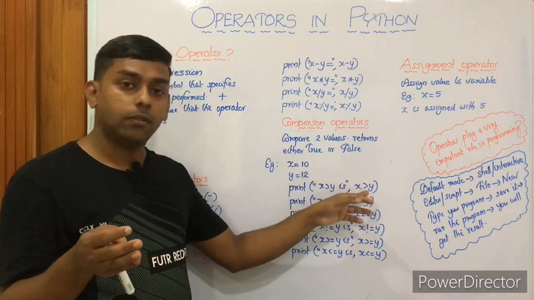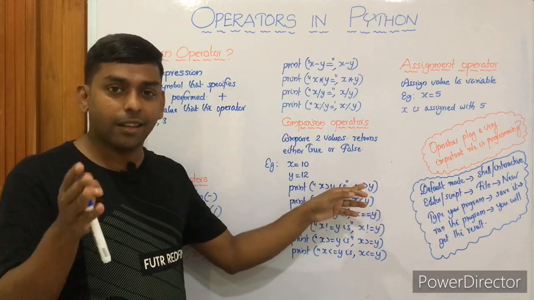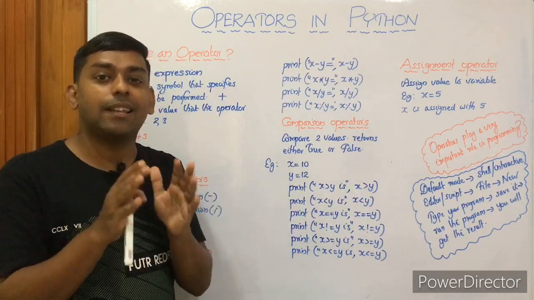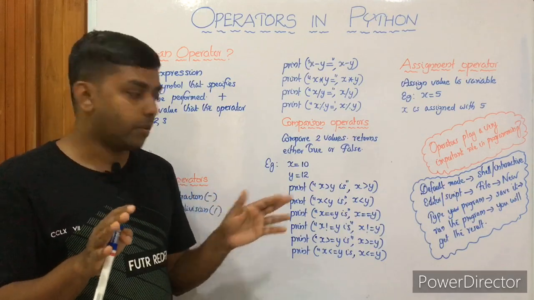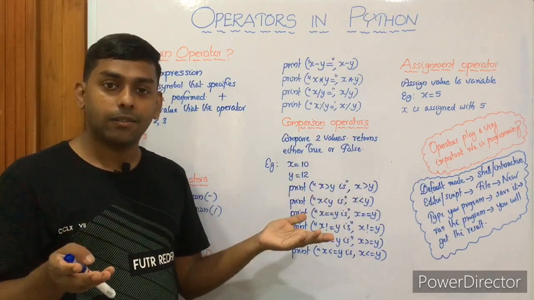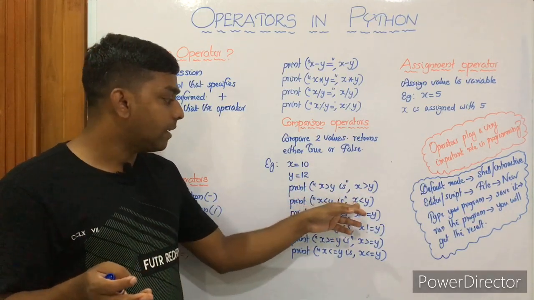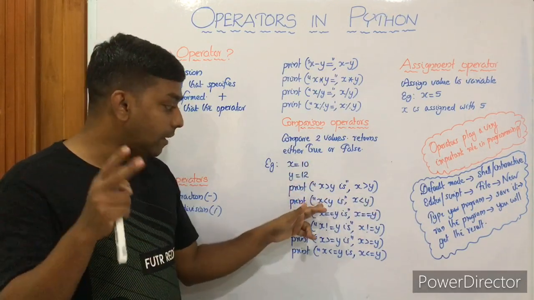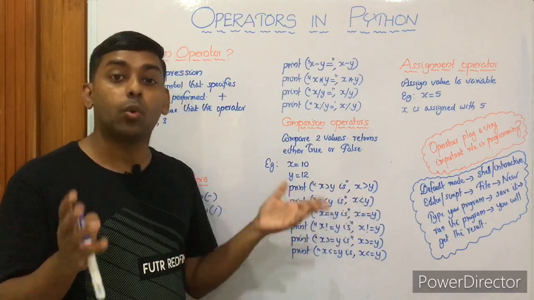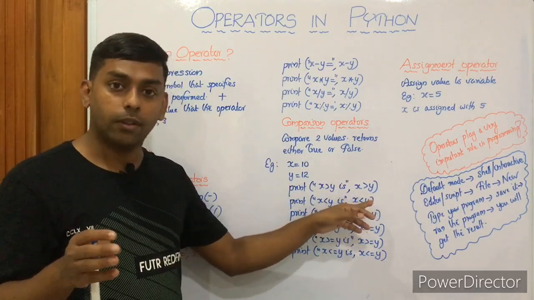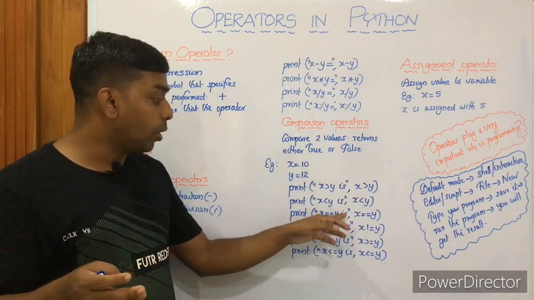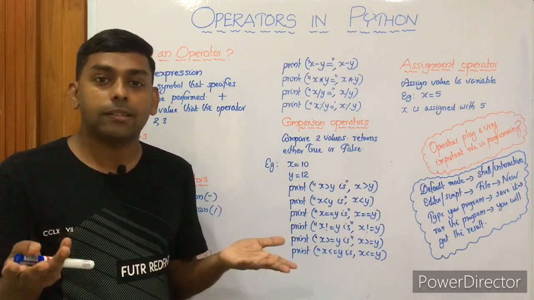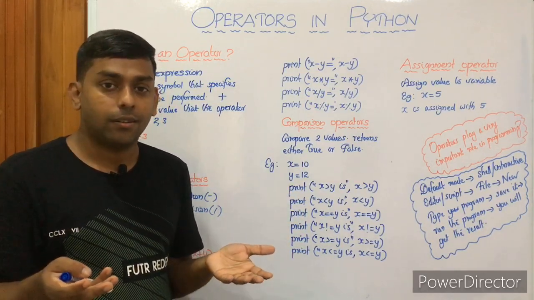10 greater than 12, what will be the result? Is 10 greater than 12? No, so the result will be false. What you're getting as a result is: x greater than y is false. The same way, x less than y, 10 less than 12. Is it true? Yes. So the second result will be x less than y is true, because 10 less than 12 is true. Then x equal to y, 10 equal to 12, is it true? No, so it is false. You get false.